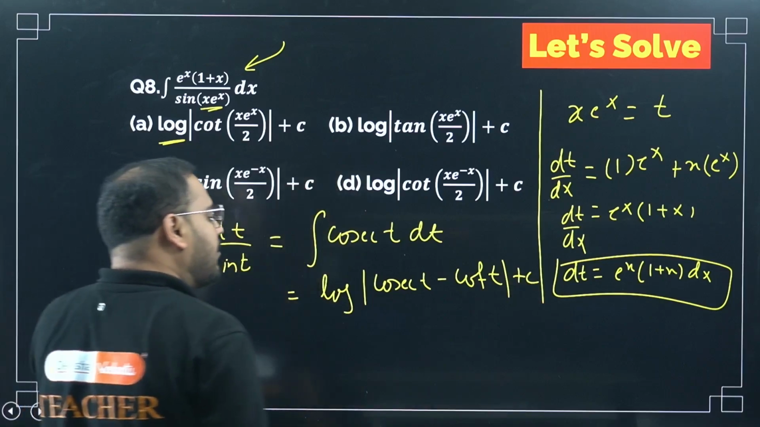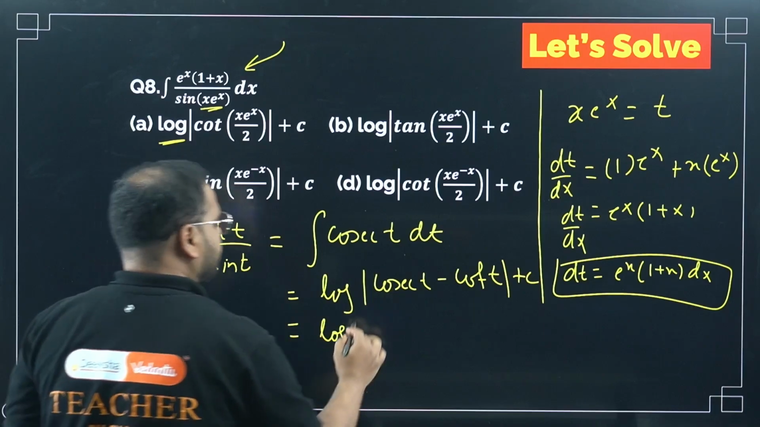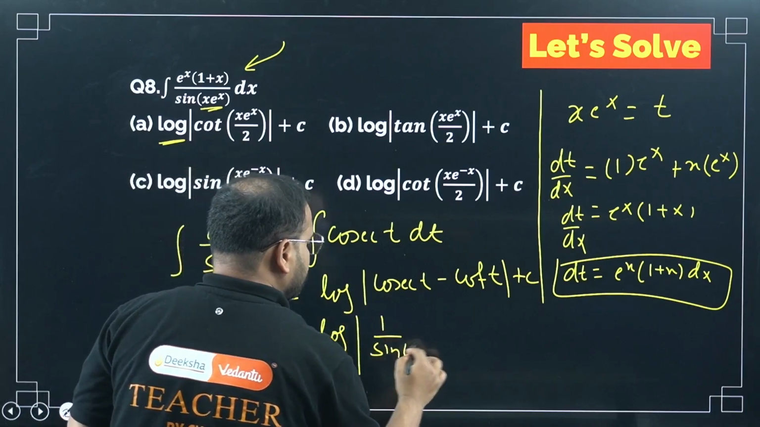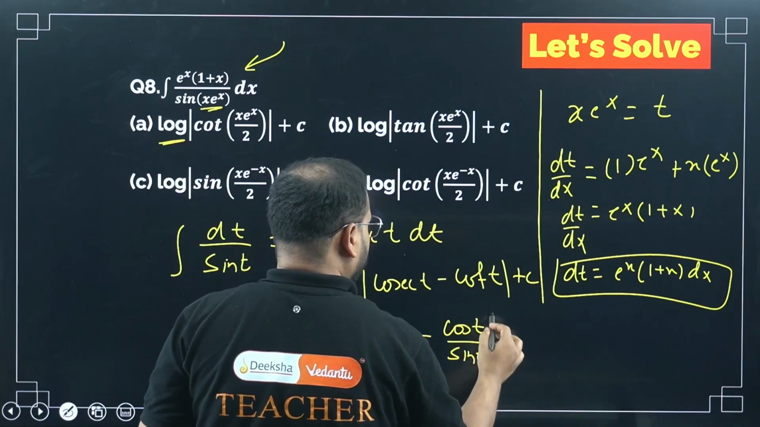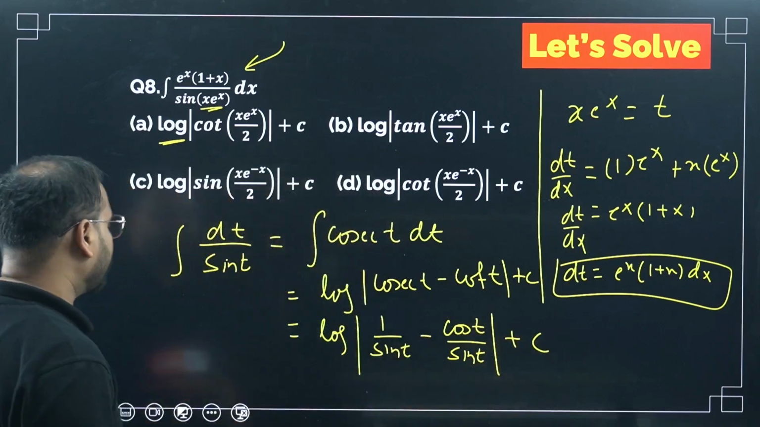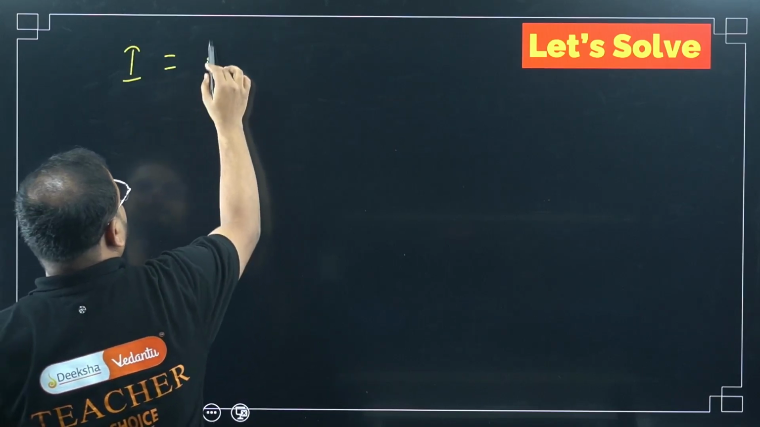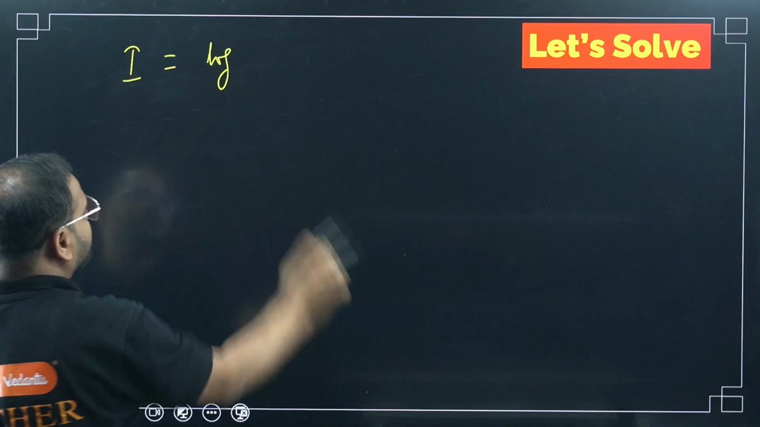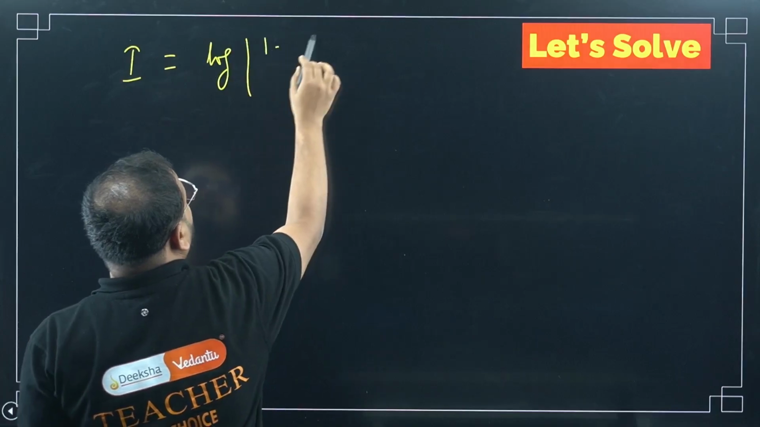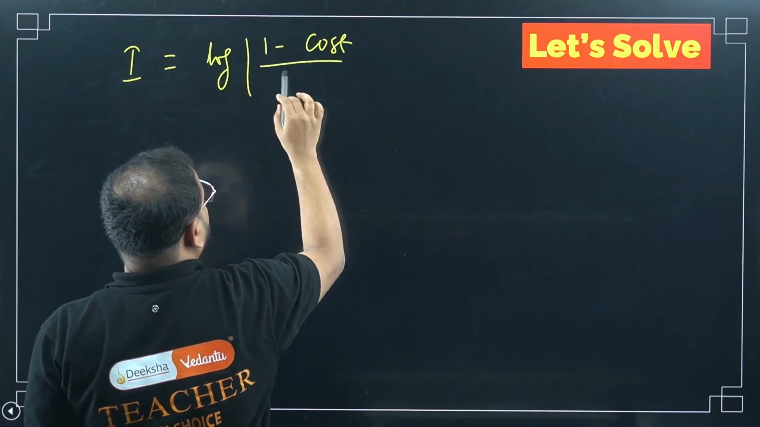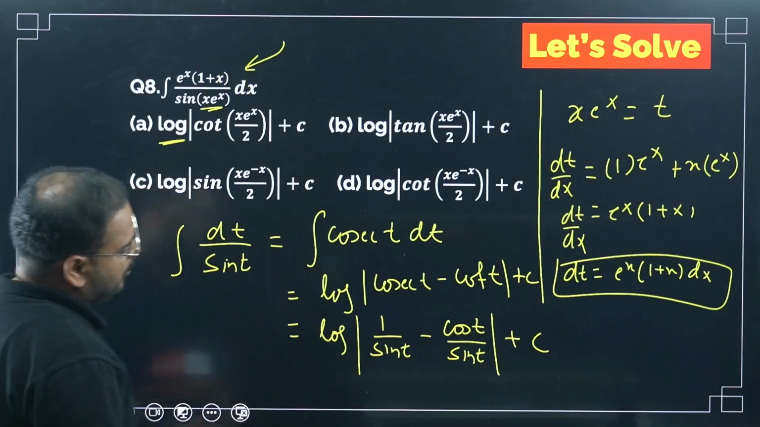Now let's see what we can do over here. What we can make of this. So I can take 1 by sine. So log of 1 by sin t minus cos t by sin t, plus c. If I take LCM, what I'm going to get? Please check here. This is going to be the final expression. If I simplify this, log of 1 minus cos t upon sin t, after taking LCM, plus c. Please check: 1 minus cos t upon sin t plus c.